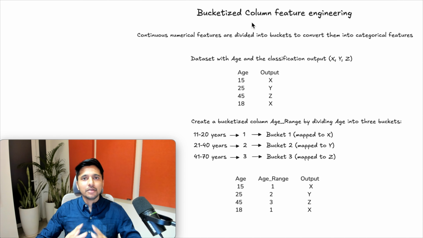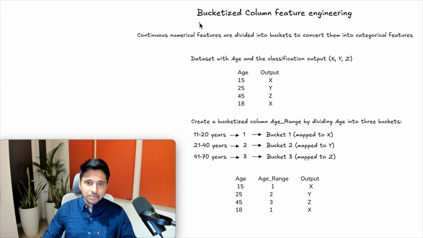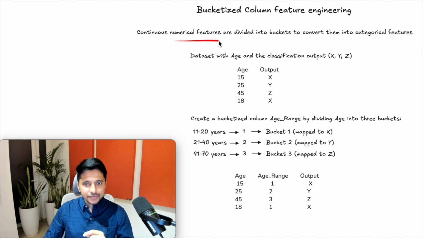As we know, there are many ways to do feature engineering. So people have done some categorization, and one category is bucketized column feature engineering. So let's try to understand this. Here what we do is, continuous numerical features are divided into buckets to convert them into categorical features. So now we will try to understand again with an example.